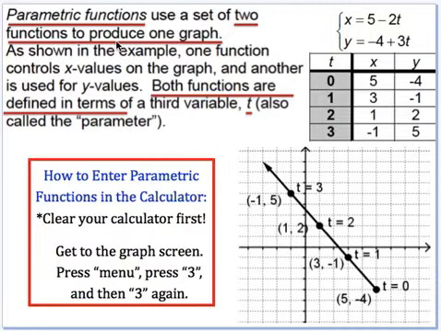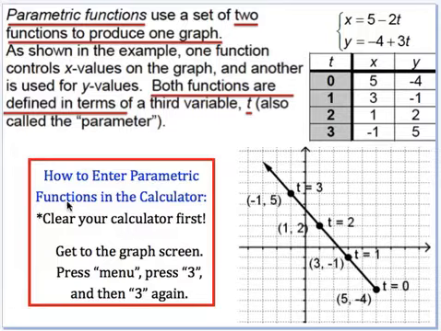All right, so basically parametric functions are just two functions that produce one graph. As shown in the example, one function controls your x value on the graph, and the other equation is used for the y values. Both functions are defined in terms of a third value, t, and that is always the parameter. The reason you use t is because a lot of times in the application problems, t is going to be in terms of time, in seconds. So this is one example of how the graph would look.